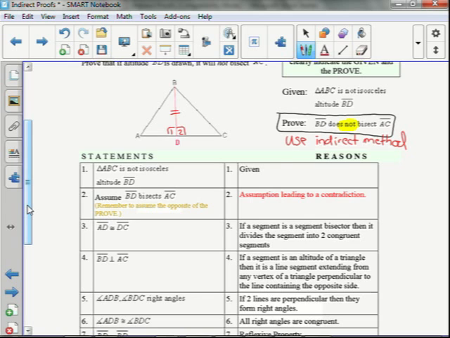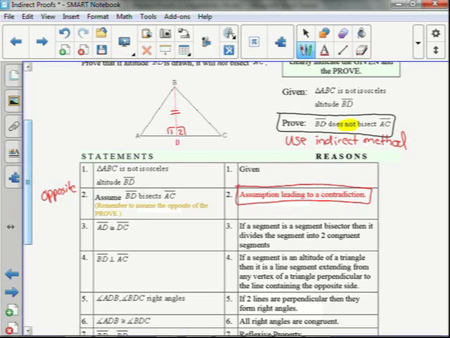Assume BD bisects AC. Now notice that we're going to assume the opposite of what we're trying to prove. So instead of where it says prove BD does not bisect AC, assume BD bisects AC. All right, and here's the new reason that you need to know. It's an assumption leading to a contradiction. So we're looking for something to contradict that.